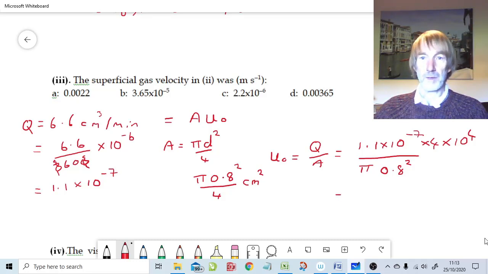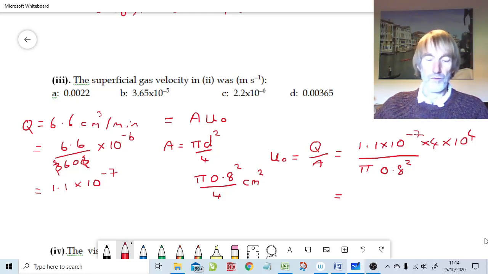I think it's calculator time again. It's not too difficult a calculation. I won't bother with any of the powers yet. So that's 1.1 times 4 divided by 3.142, more or less, divided by 0.8 divided by 0.8, which gives us 2.2. Oops, let's come back down here. 2.2.